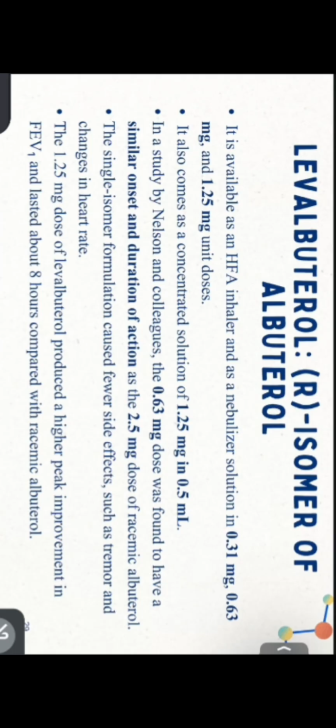So, for the fifth bullet, the 1.25 milligram dose of levalbuterol produced a higher peak improvement in the FEV1, or forced expiratory volume in 1 second, and lasted about 8 hours compared with racemic albuterol. So, with the 1.25 milligrams, it has a higher peak of FEV1 improvement and a longer duration of 8 hours. So, what is this FEV1 improvement we are talking about? It is when the lungs open wider at the maximum effect, rather.